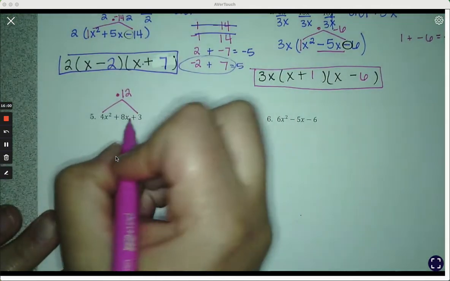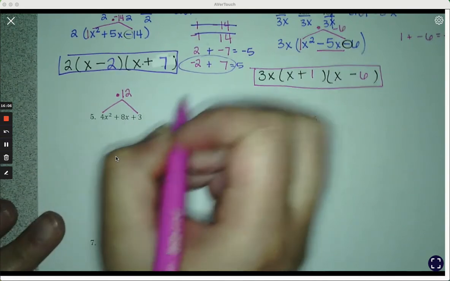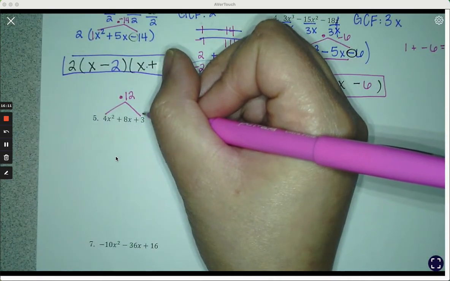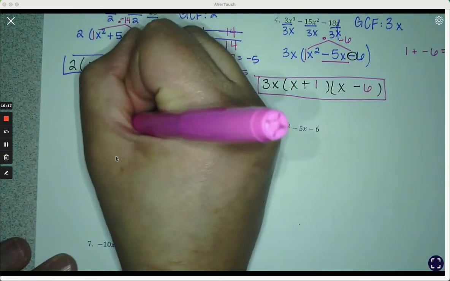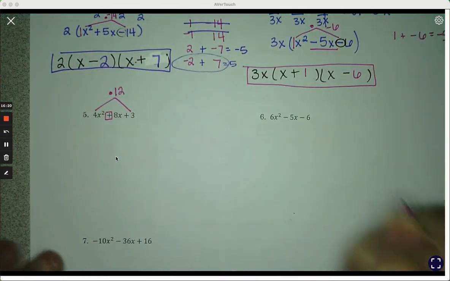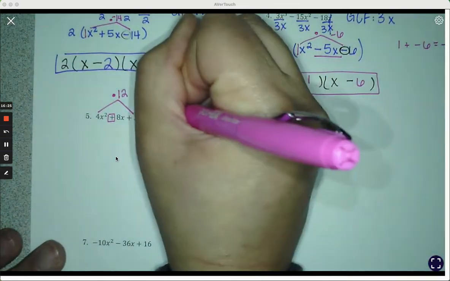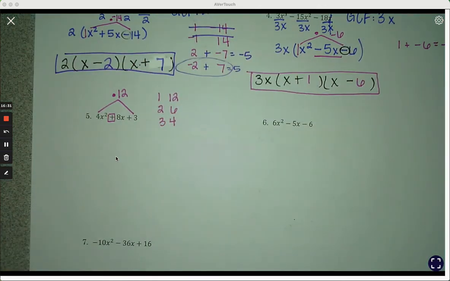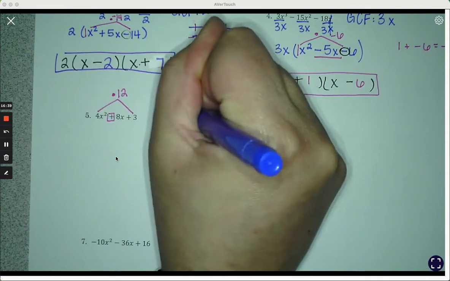Because this last number is positive, we are looking for two factors that have the same sign. So we want both of our factors to be positive. So 1 and 12, 2 and 6, 3 and 4. I'm looking for ones that multiply to 12 but add to 8. The only one that adds to 8 are 2 plus 6.